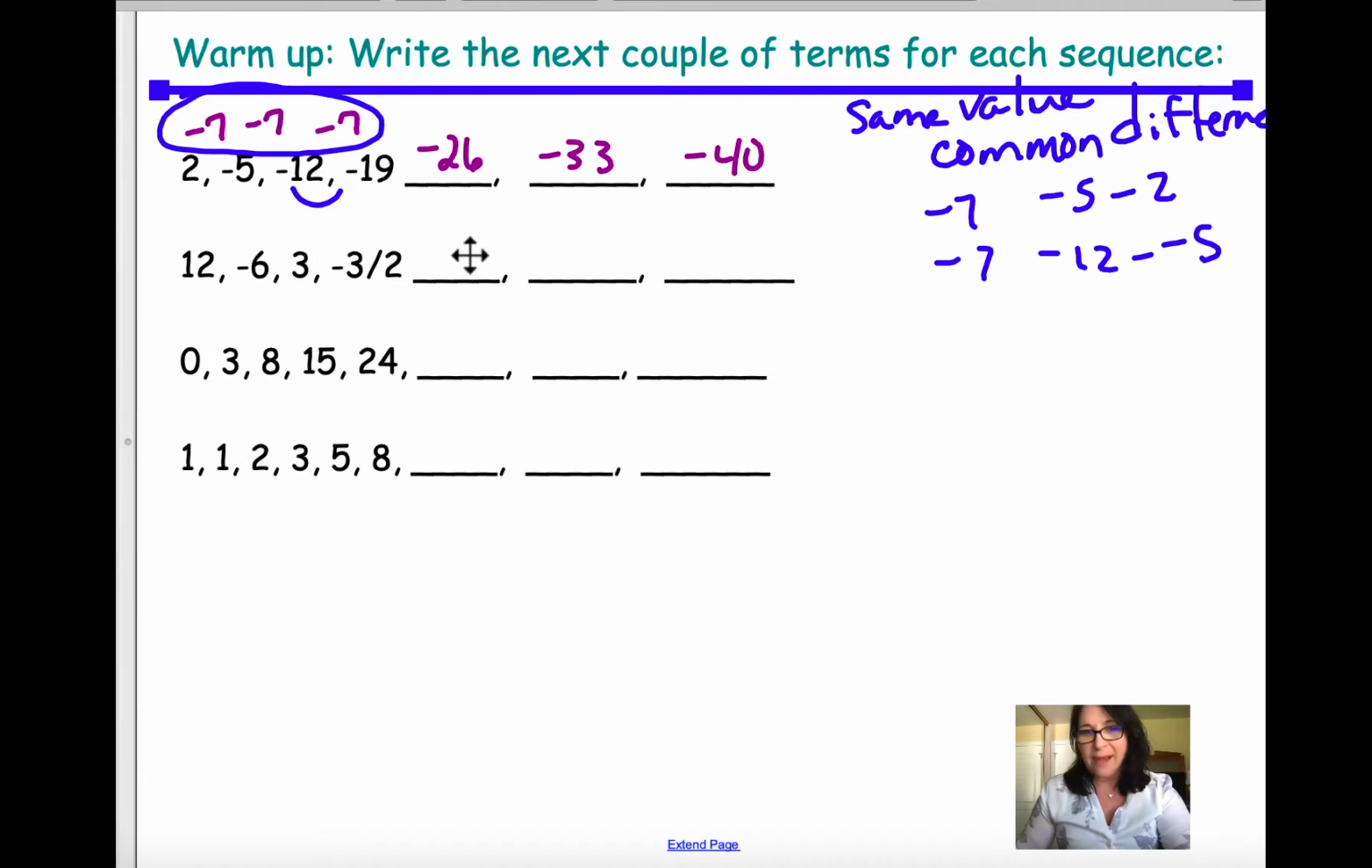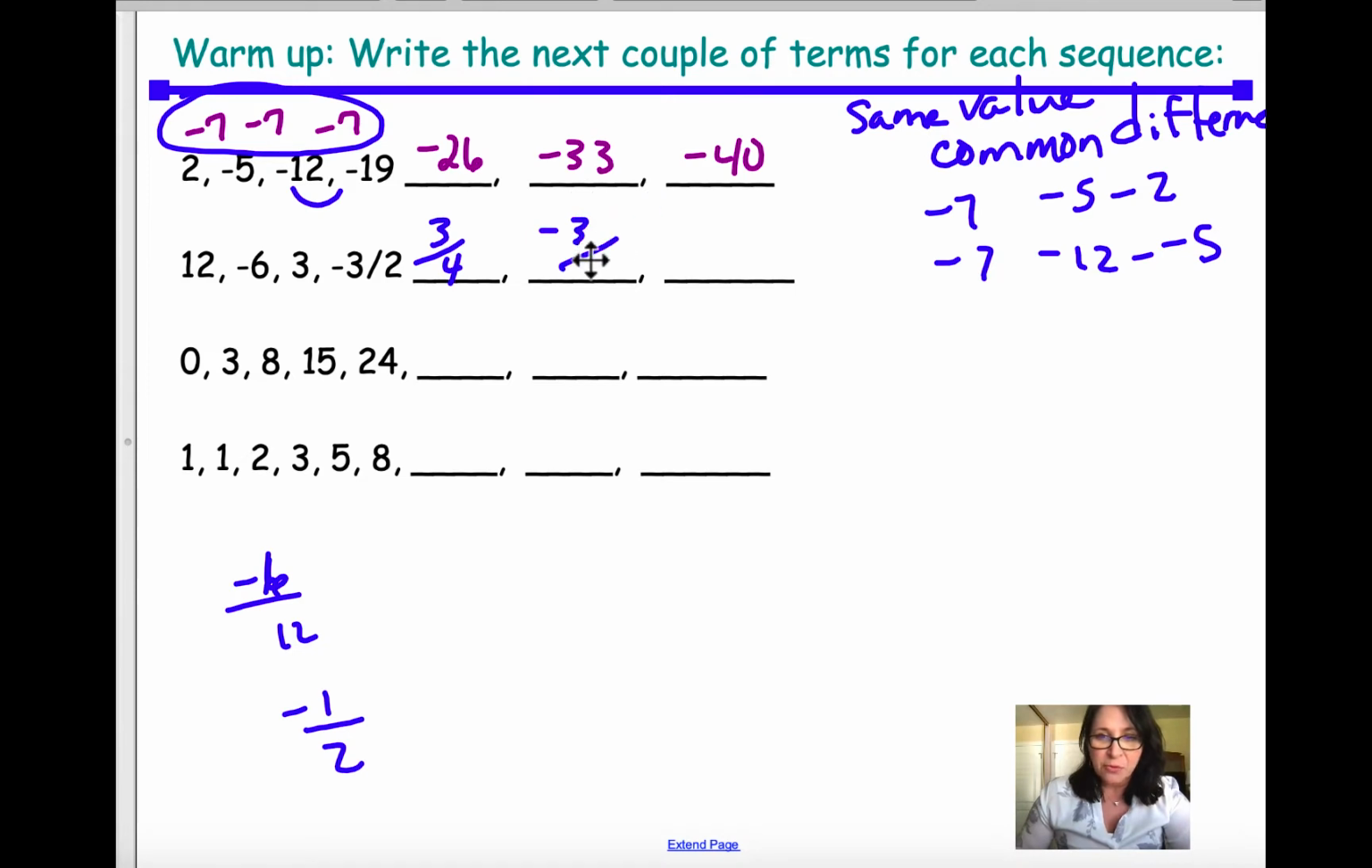So for the second problem, it does look like I'm going to take the second term. It's not subtracting the same term every time, but it does look like I am dividing by something. So I'm going to take the second term and divide by the first term. And it looks like I am either dividing by negative 2 or multiplying by negative 1/2. And so for this problem here, if I multiply by negative 1/2, I'm going to get positive 3/4. And then I'm going to get negative 3/8.